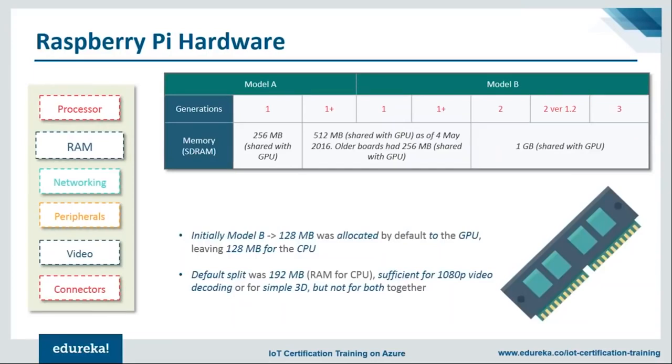Now when you come to the memory, the first model of Raspberry Pi came with 256 MB RAM, which basically was shared by the GPU. But today with Raspberry Pi version 2 and 3, you have four times that. You have about 1 GB of RAM, which again is shared by the GPU as well. Now the default split was at 192 MB RAM for the CPU basically, which was more than enough to play a full HD, that is a 1080p video, or perform simple 3D operations, but again not too complicated operations as well.